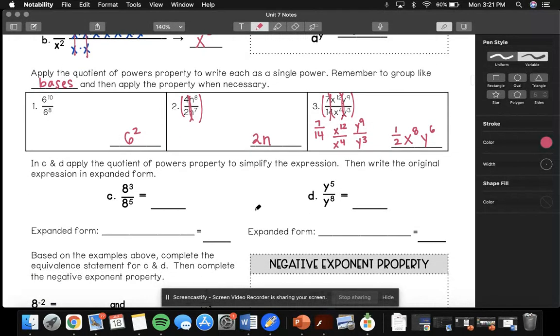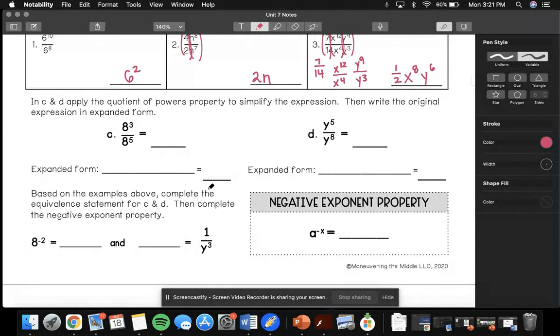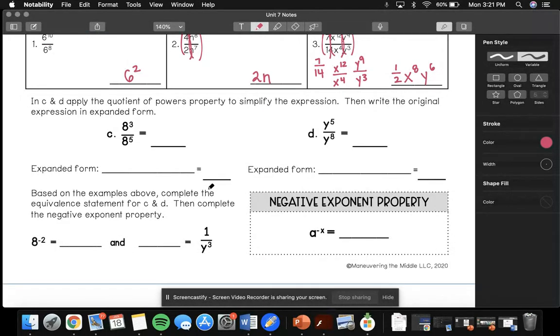All right. Now we're going to start talking about just a little bit harder problems. So we're going to apply the quotient of powers property to simplify this expression. Then we're going to expand it and see if we can come up with what to do when we have more on the bottom. Okay, so we have 8 to the 3rd over 8 to the 5th. Now, we have common bases, so technically we can just subtract 3 minus 5, and this is 8 to the negative 2. Okay, same thing with this one. We have y to the 5th divided by y to the 8th. They're same bases, so we can subtract their exponents, and 5 minus 8 is negative 3.